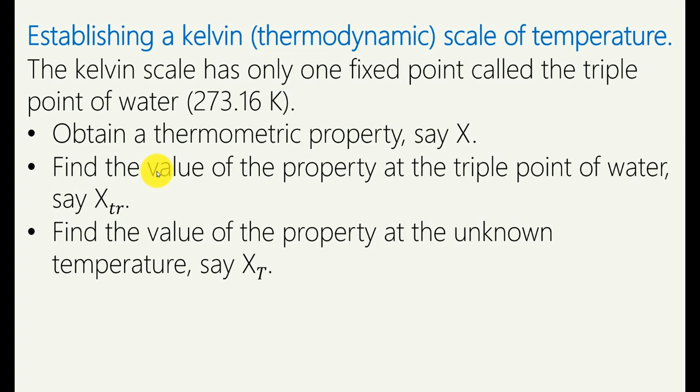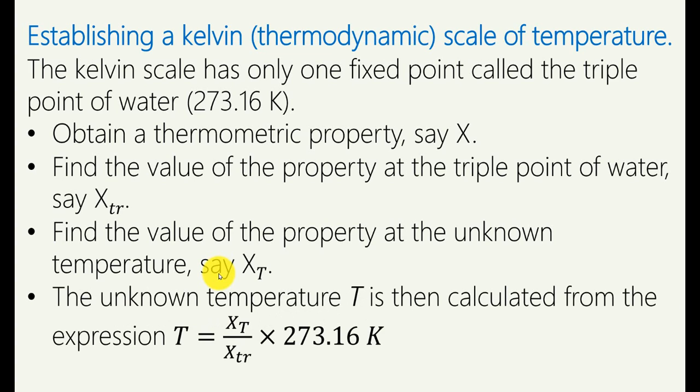Next, you find the value of the thermometric property at the unknown temperature, say xt. I'm calling the other one xtr, tr because I'm looking at the triple point of water, and here I'm calling the temperature capital T. So find the value of that thermometric property at the unknown temperature, say xt. And finally, the unknown temperature T is then calculated from the expression.